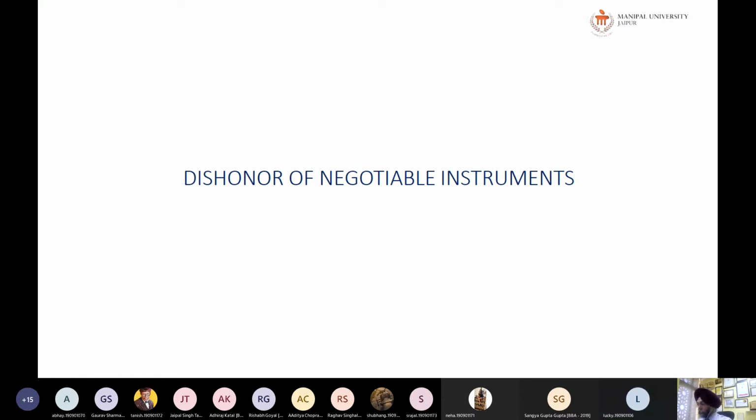Okay, Khushi Wadhwa. What do you mean by dishonor of a negotiable instrument? The loss of the owner of the instrument. Loss of the instrument is dishonor. What is dishonor of an instrument?